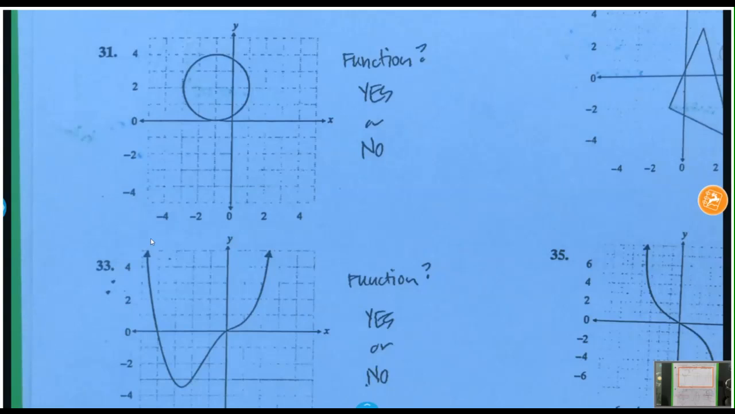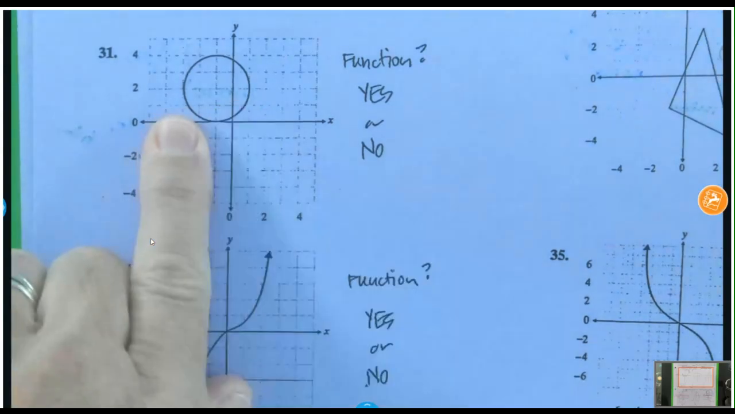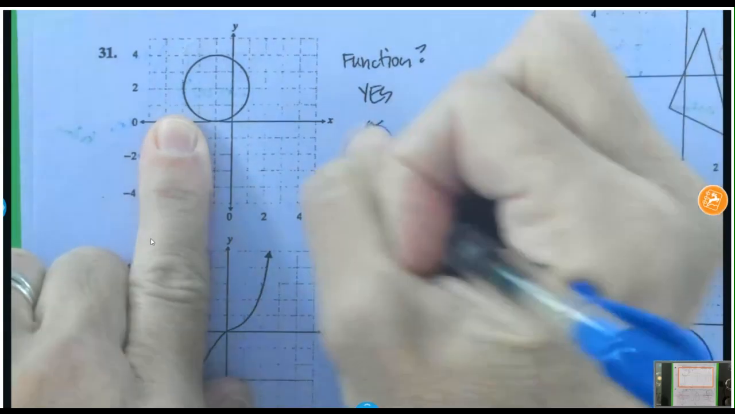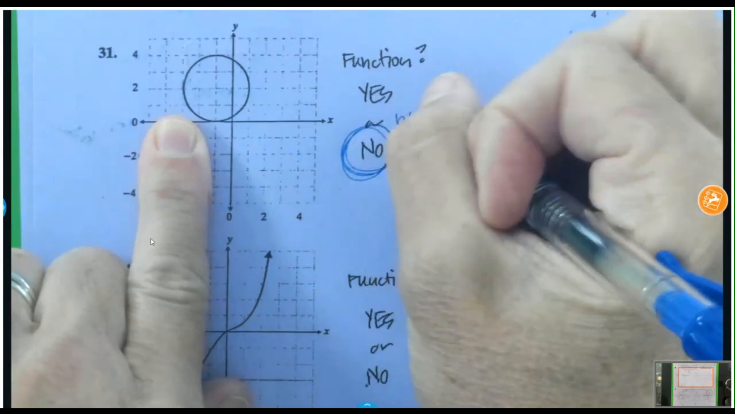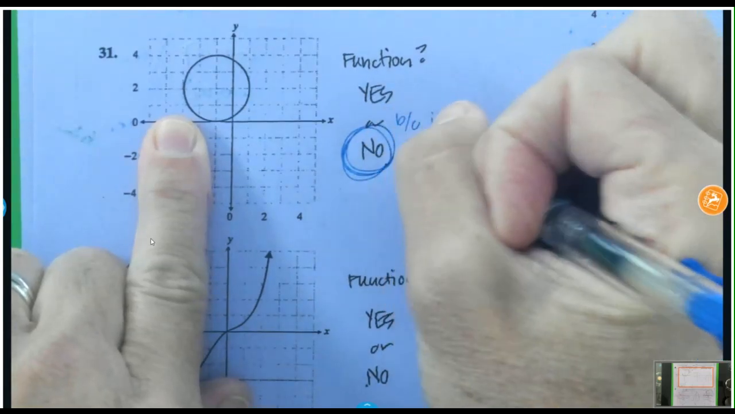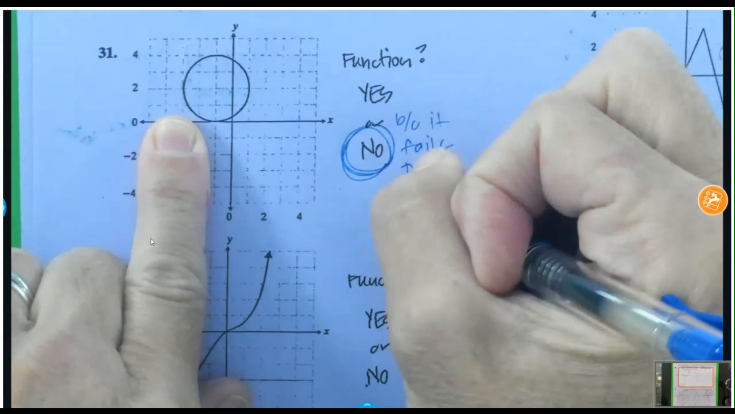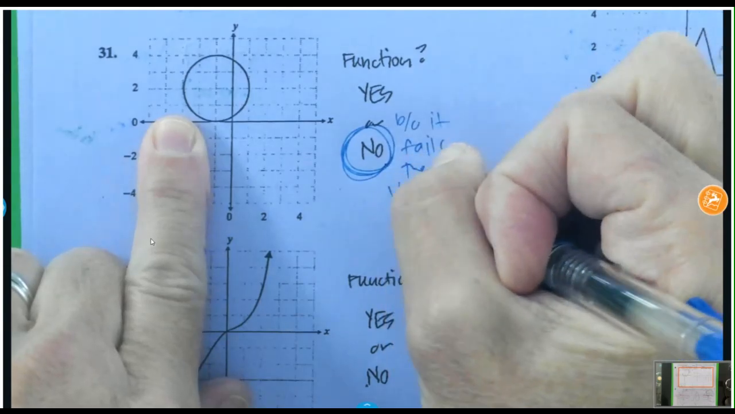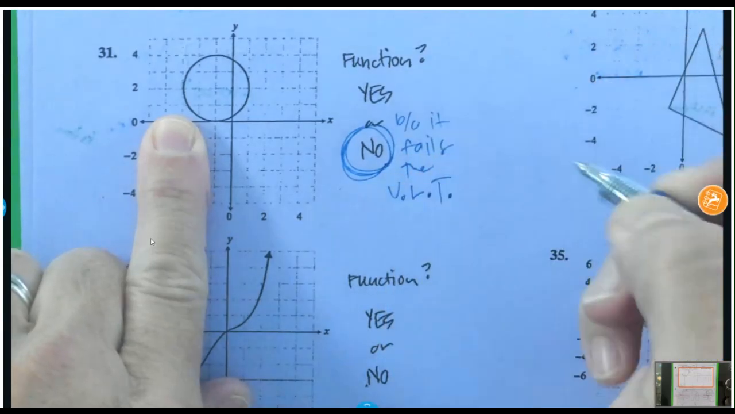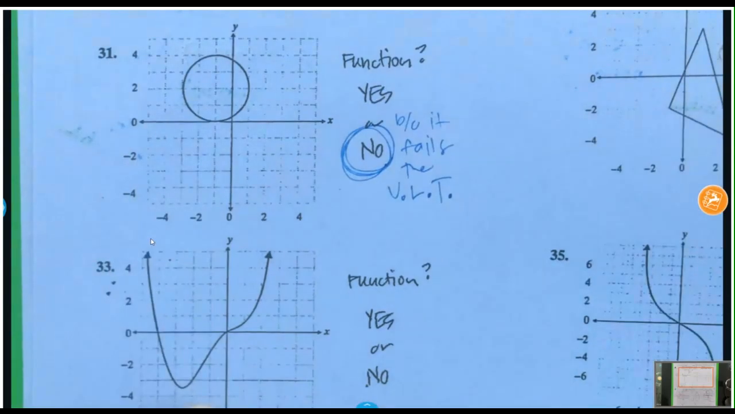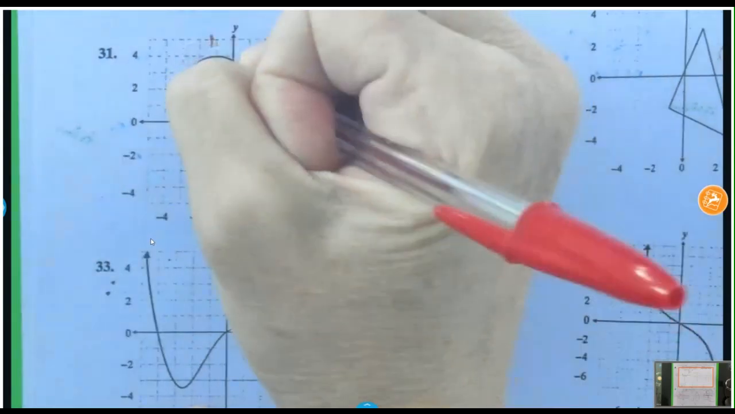Okay, JC, is number 31 a function? Tell me yes or no. No. Very good. Why not? Good. Because it fails the VLT. Now, on our test, it's going to ask you yes or no, and you're going to have to tell why. So all you have to do is say no because it fails the vertical line test.